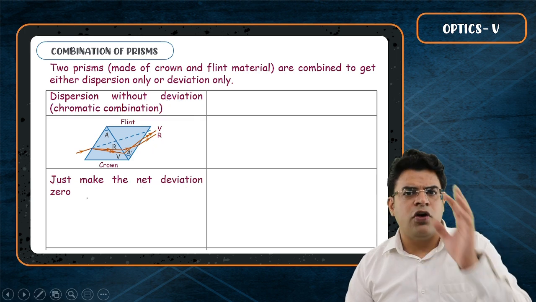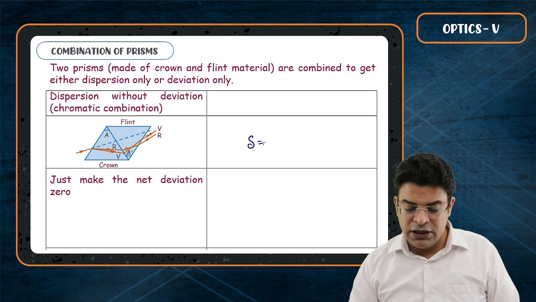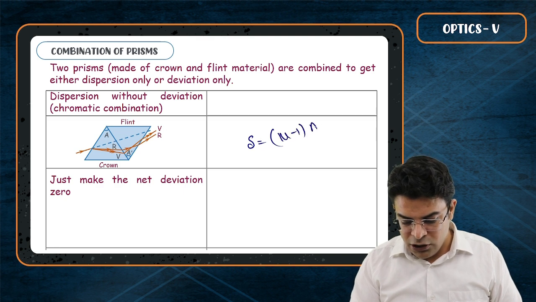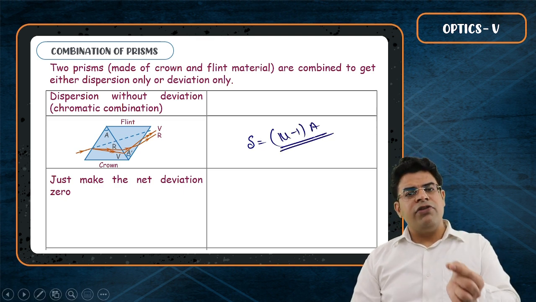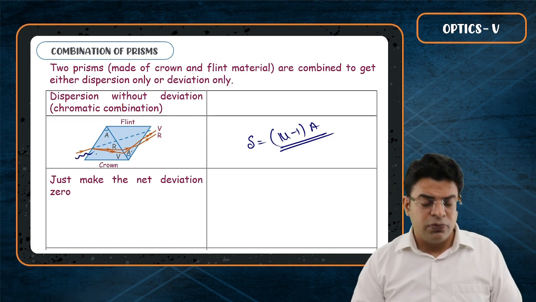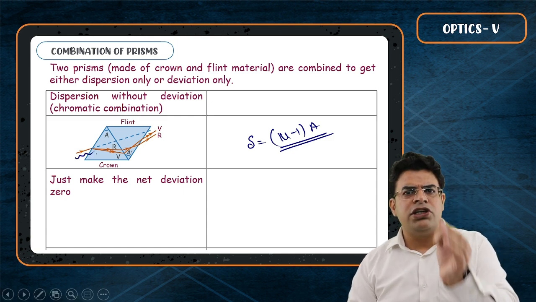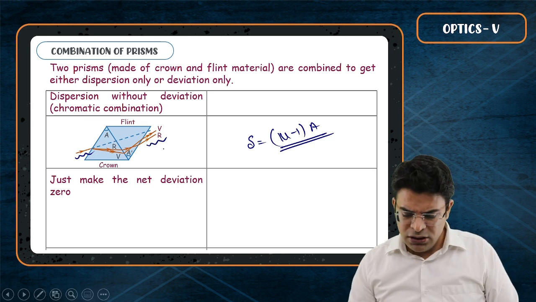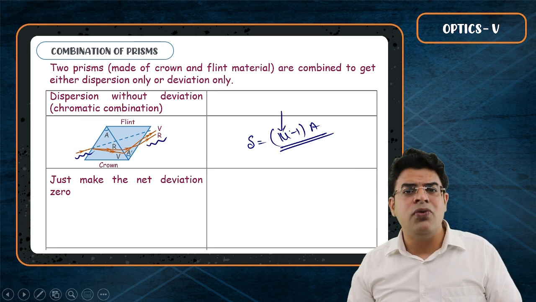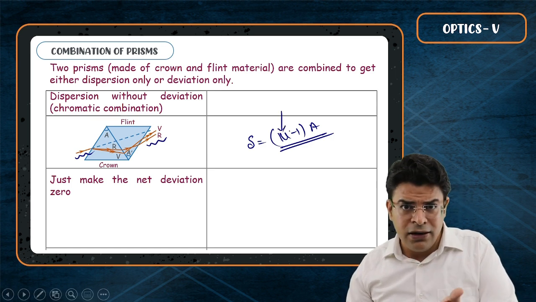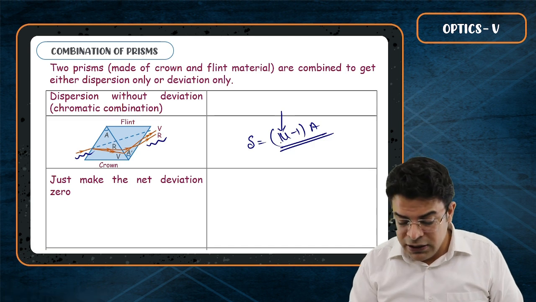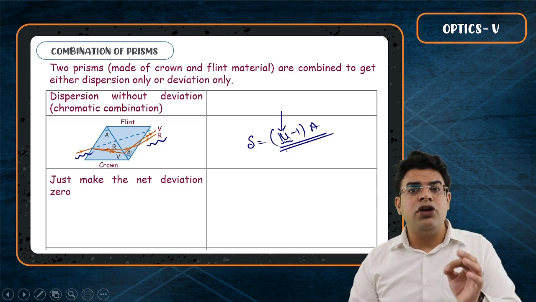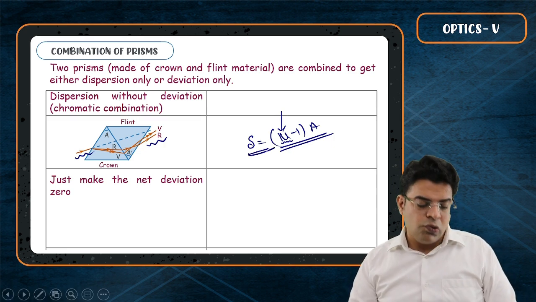From the deviation formula, we have learned that deviation is nothing but mu minus 1 into A. So whatever deviation is done by the first prism, the same magnitude of deviation should be done in the opposite direction by the second prism, so that the net deviation becomes 0. But sir, if I am writing only mu here, whose mu? Here you must substitute the refractive index of yellow, because you are trying to make the mean deviation 0.